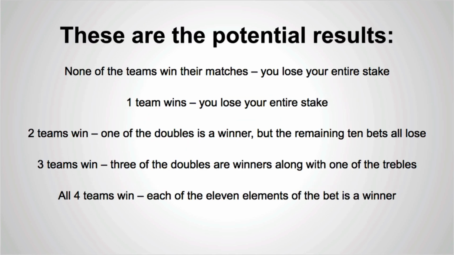These are the potential results. If none of the teams win their matches, you lose your entire stake. If only one team wins, you will also lose your entire stake. If 2 out of 4 teams win, one of the doubles is a winner, but the remaining 10 bets all lose. If 3 out of 4 teams win, 3 of the doubles are winners, along with one of the trebles. And if all 4 teams win, each of the 11 elements of the bet is a winner.